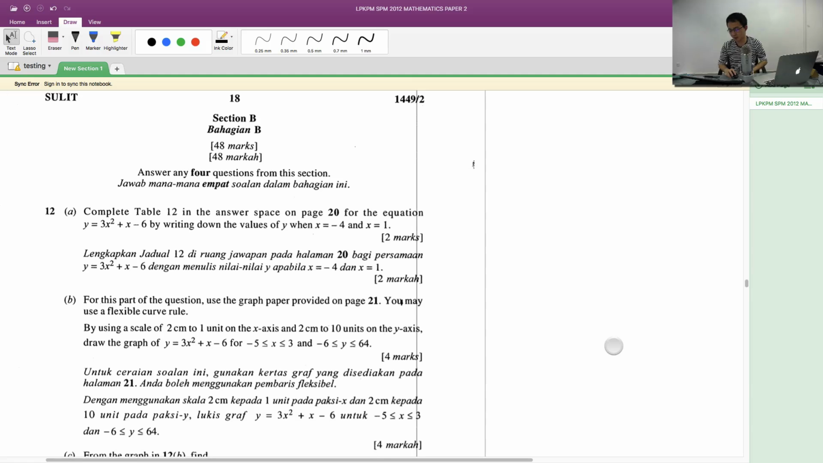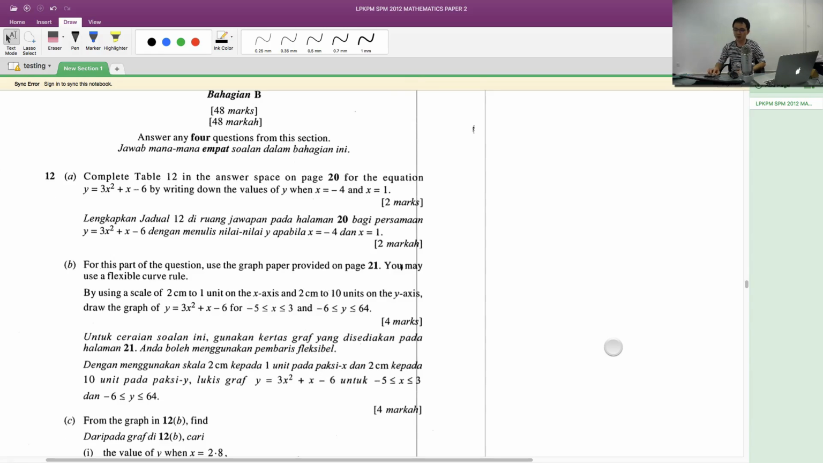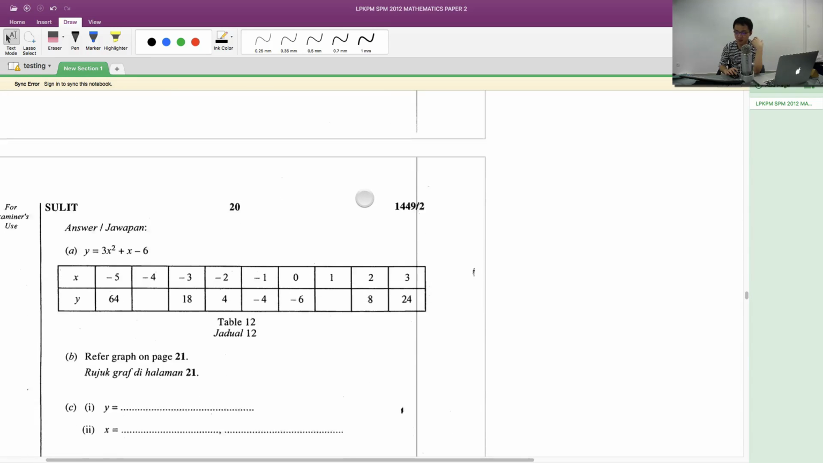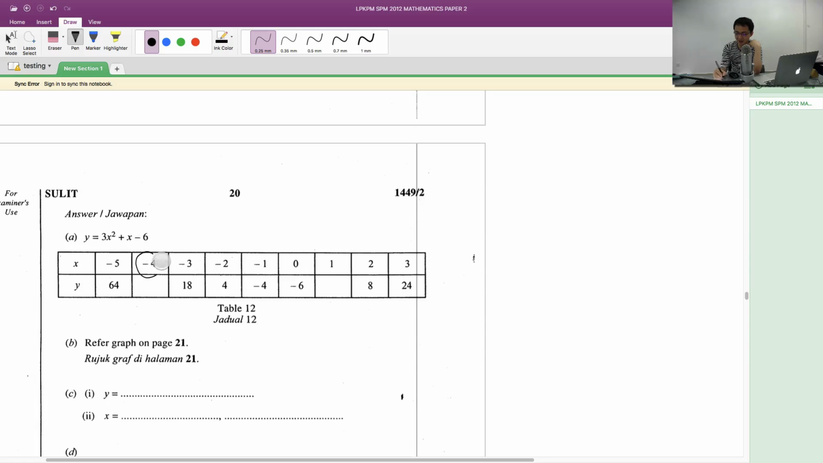Alright, for section B here, complete table 12 in the answer space on page 20, for the equation y equals 3x squared, and so on, but write down the value of y when x equals negative 4 and negative 1. So the first 2 marks are considered bonus marks. As long as a student knows how to use a calculator, they can easily get these 2 marks. So just insert negative 4 into all your x here.